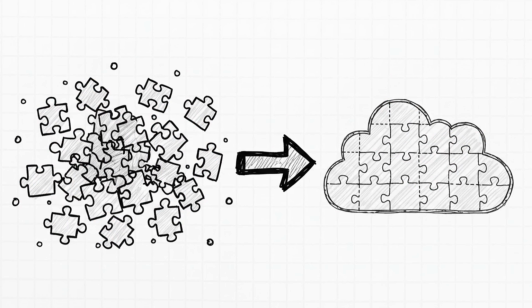And that is exactly what we're going to do in this explainer. We're going to take all those scattered puzzle pieces and start putting them into a picture that actually makes sense, so you can see not just what they are, but how they all work together.